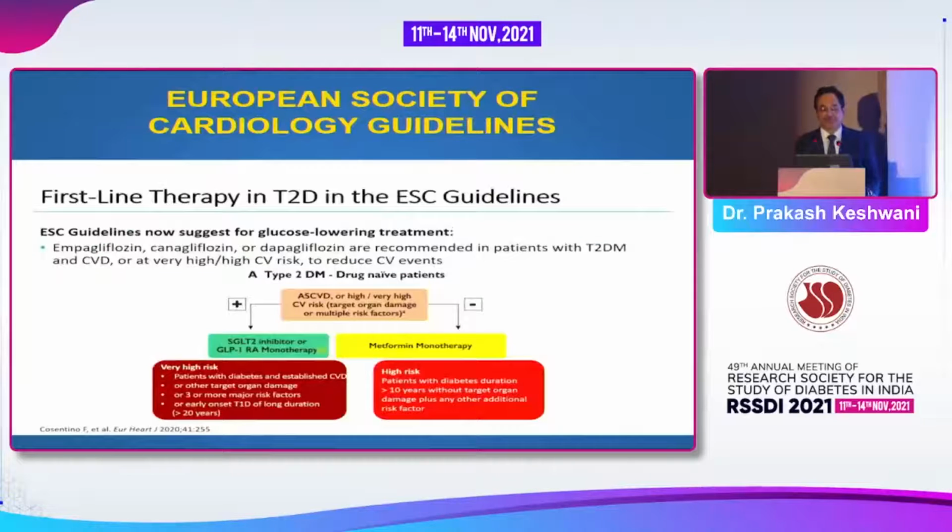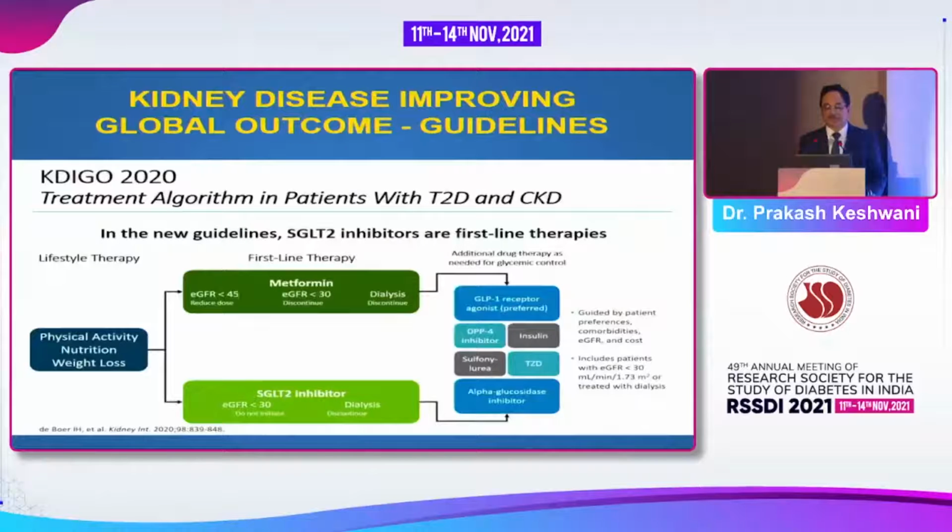cardiovascular risk. European Society of Cardiology suggests that type 2 diabetes drug-naive patient, if there is any evidence of atherosclerotic cardiovascular disease or cardiovascular risk, these patients can be started right from the beginning with the SGLT2 inhibitors or GLP-1 receptor analogs, and those who do not have these risk factors can be started with the metformin. So these drugs, after these CVOTs, are being considered as the first-line drug for selected patients also.